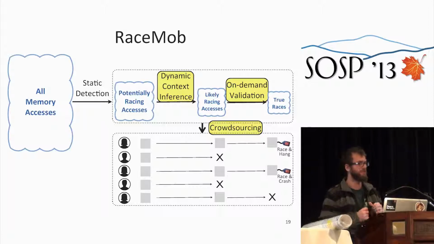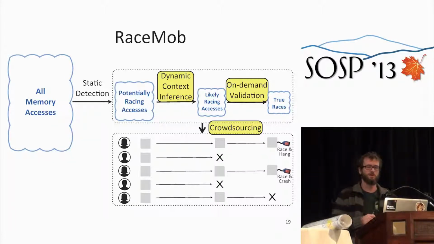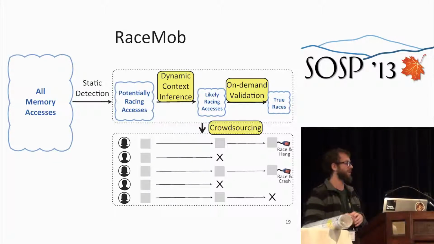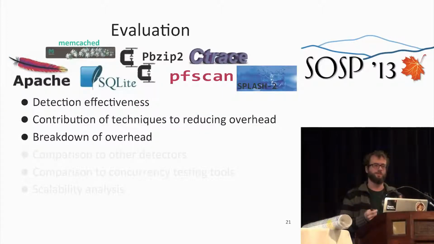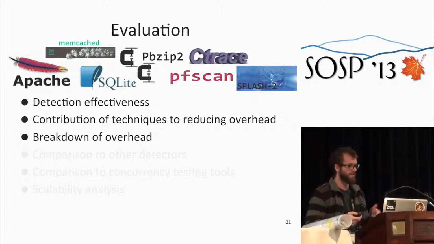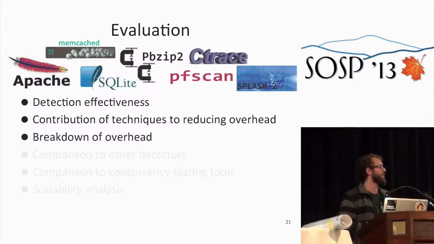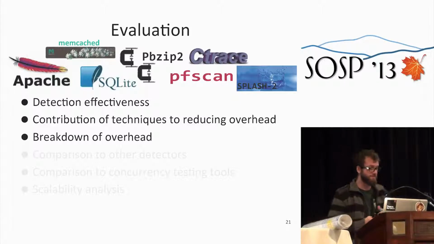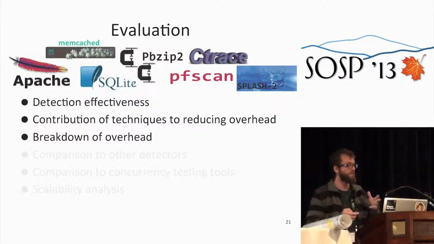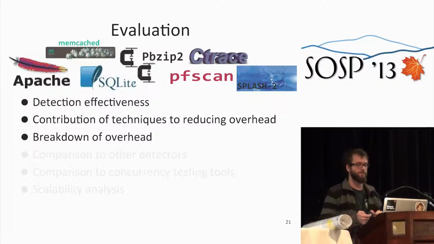Now that we've seen how RaceMob works, I will talk about some of the evaluation results that we obtained using RaceMob. We evaluated RaceMob using 10 systems like the Apache web server, SQLite embedded database, Memcached in-memory object cache. Our results are mainly obtained using a simulated environment, and we performed a detailed evaluation of RaceMob to see whether it's practical, and we answered the following questions.